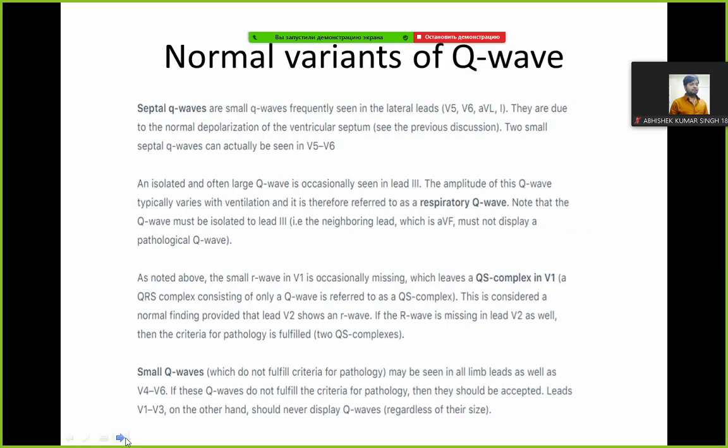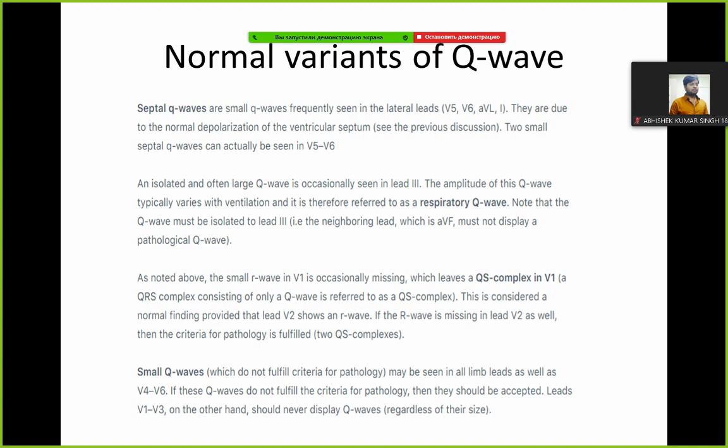Normal variants of Q wave. Septal Q waves are small Q waves frequently seen in the lateral leads, V5, V6, aVL and the first standard lead. They are due to the normal depolarization of the ventricular septum. Two small septal Q waves can actually be seen in V5, V6.